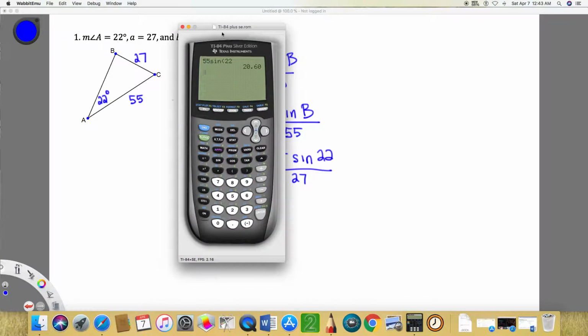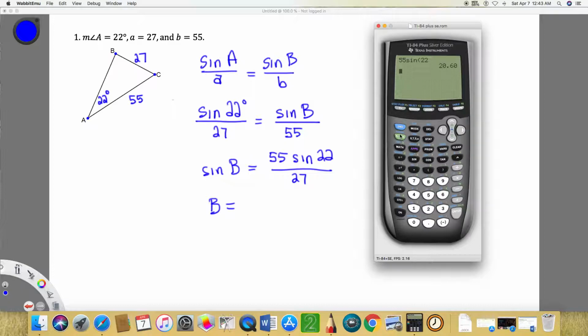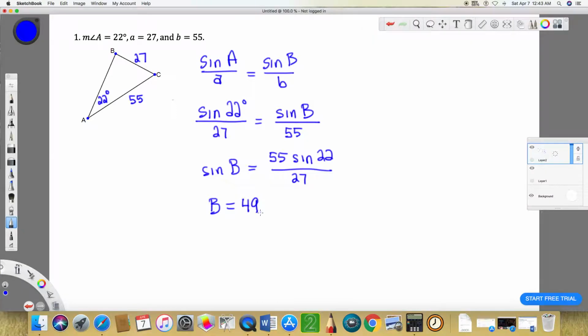Well, I want to go to the calculator and figure out what the measure of angle B is. So let's do that. Let's figure out the sine of B by taking 55 times the sine of 22, and I want to divide that by 27. Now, that's not angle B, that's the sine of B. So if I take the inverse sine of that answer, there's the measure of angle B. All right, it's 49.74. Now let's shrink this up a little bit.